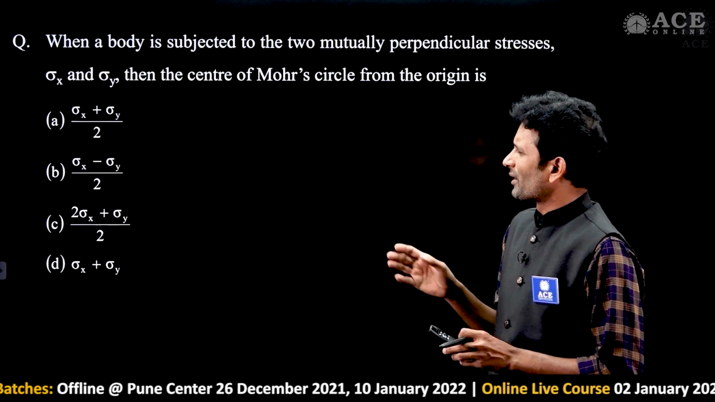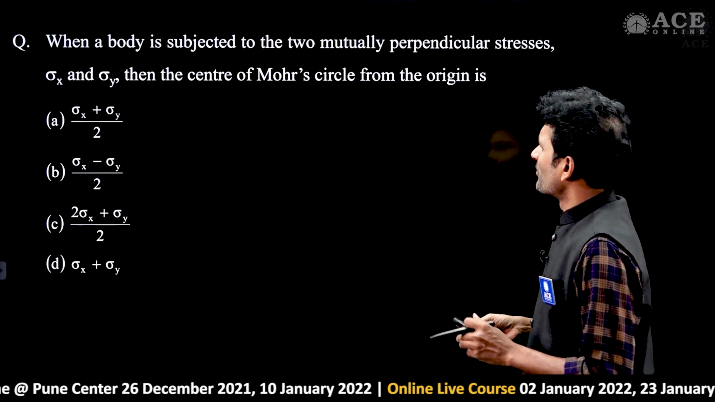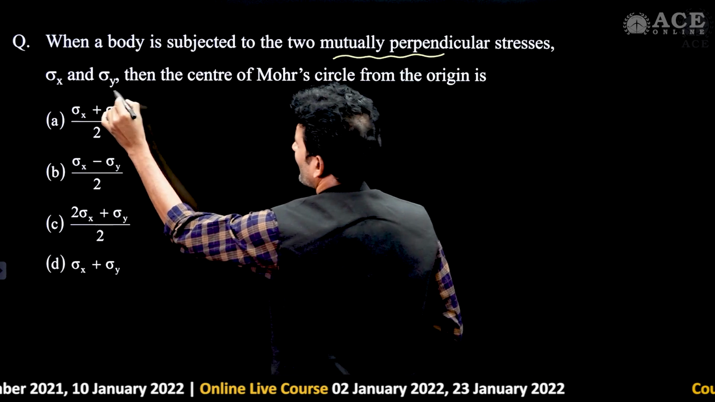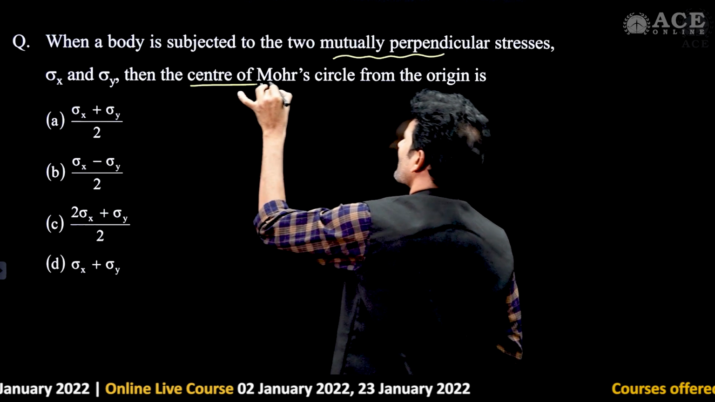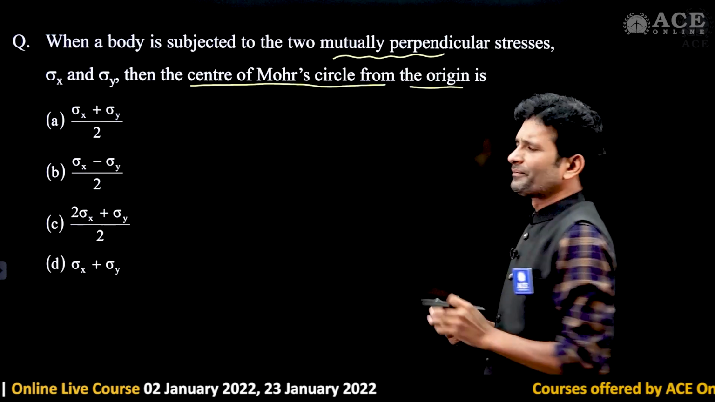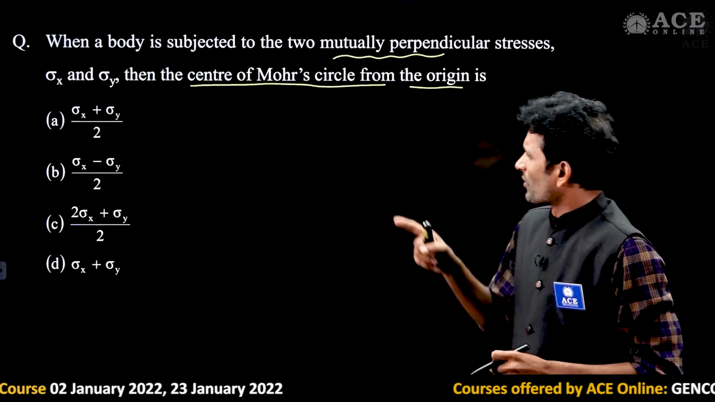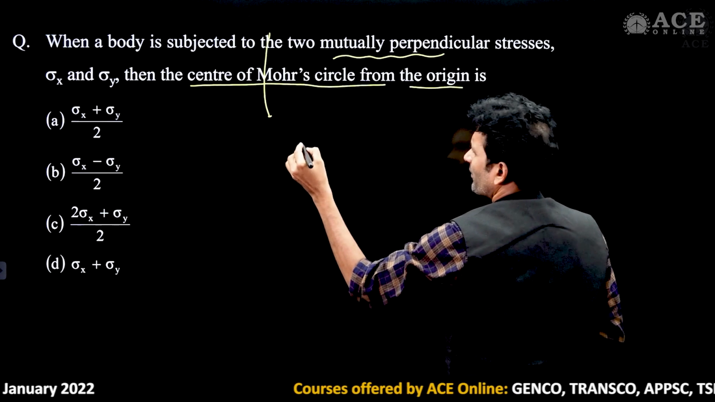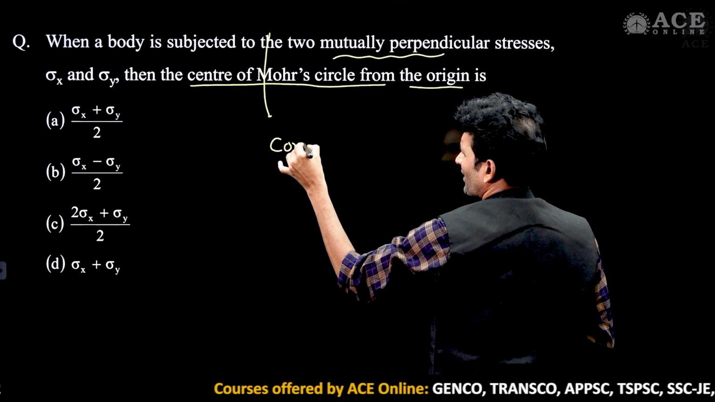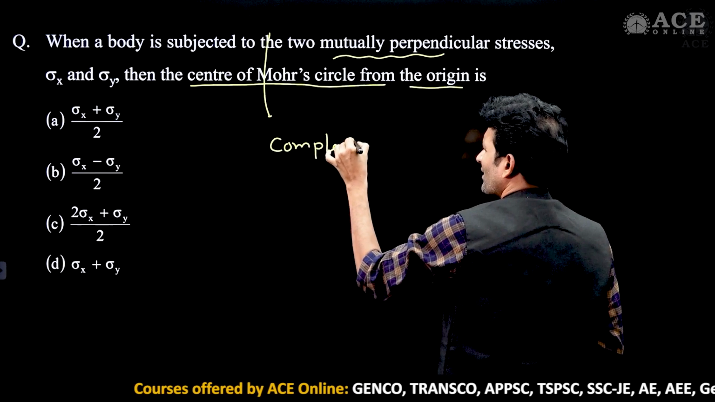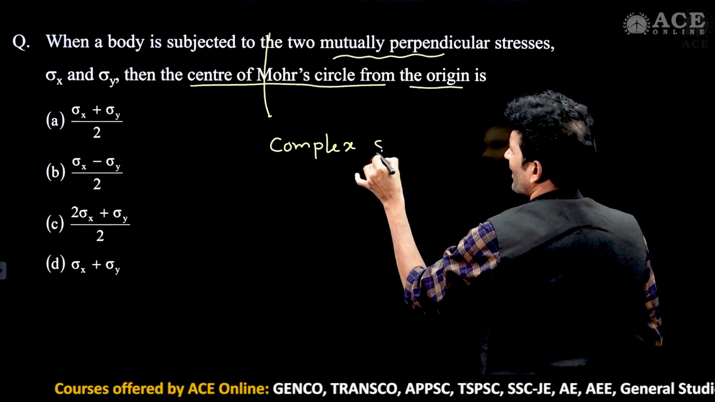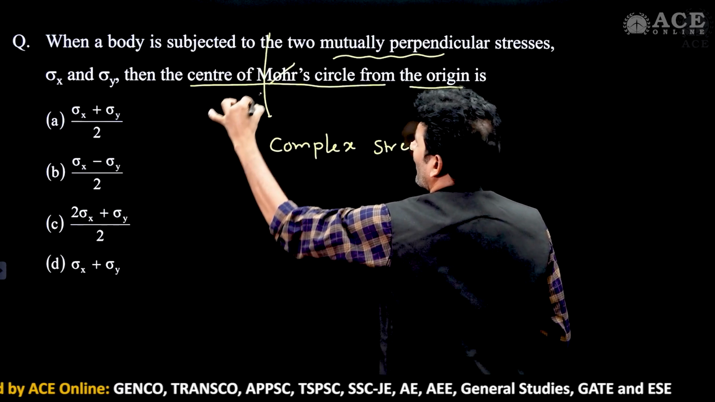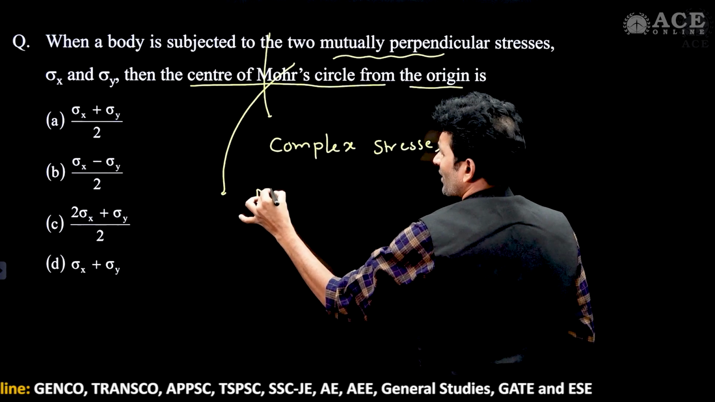See the first question. When a body is subjected to two mutually perpendicular stresses, sigma x and sigma y, then the center of the Mohr circle from the origin. This is the problem given. When you look at this problem, it is from the concept of complex stresses and strains, or we can say the concept of principal stresses and strains. This question is related to the Mohr circle method.